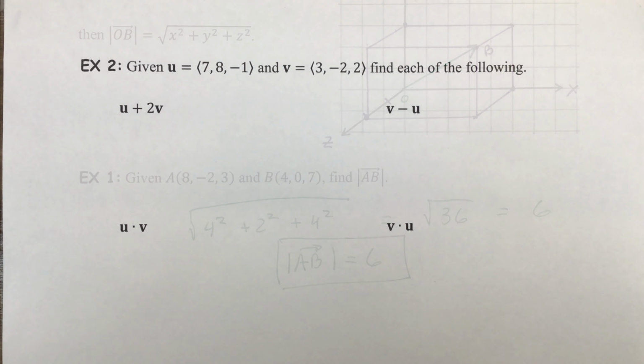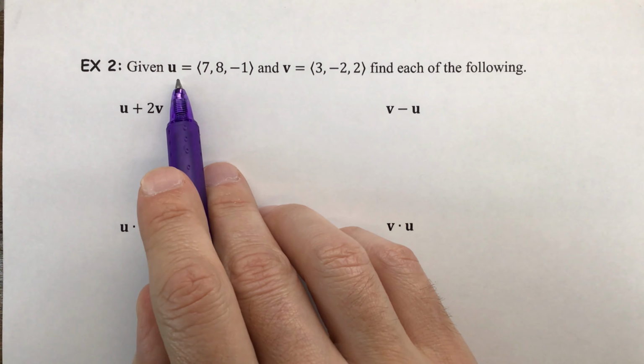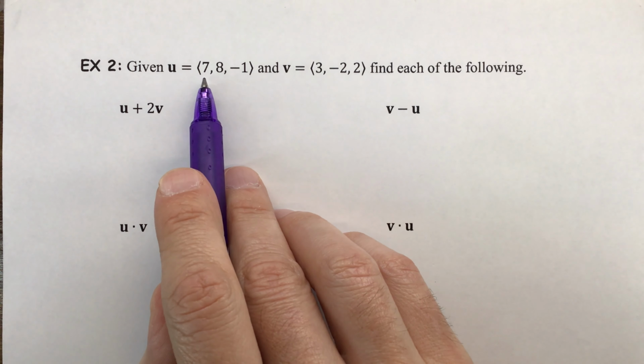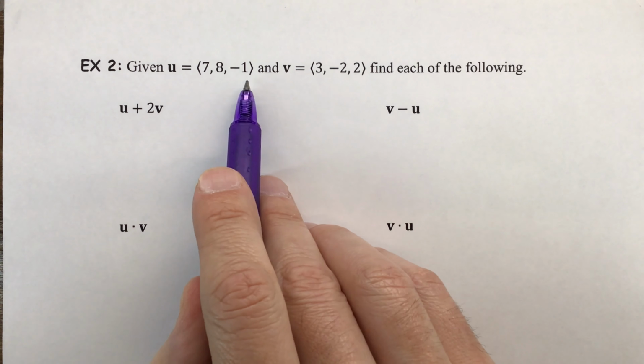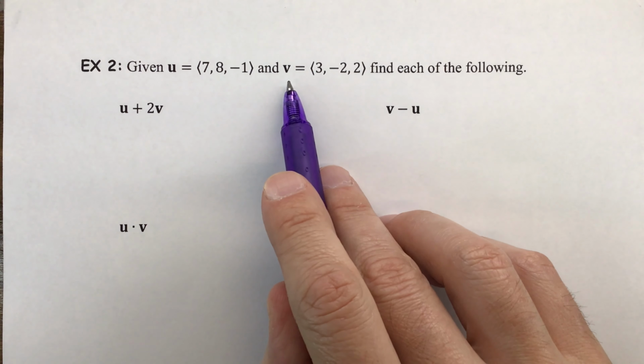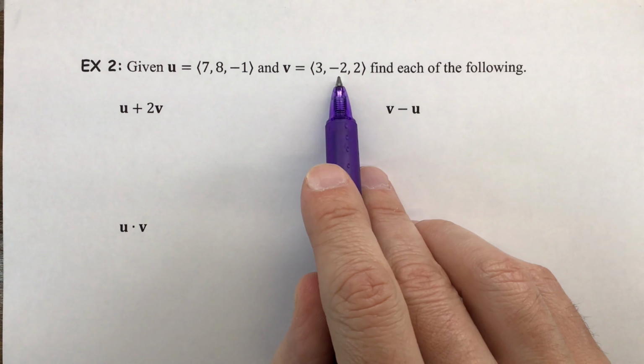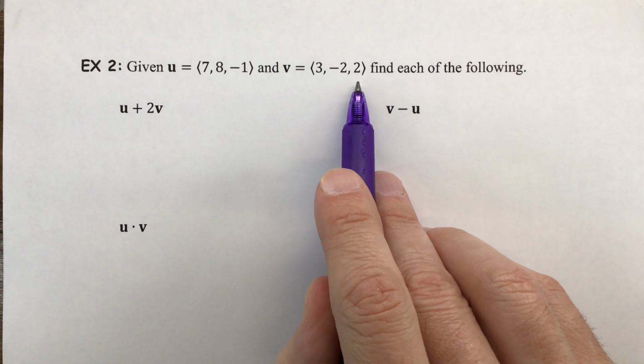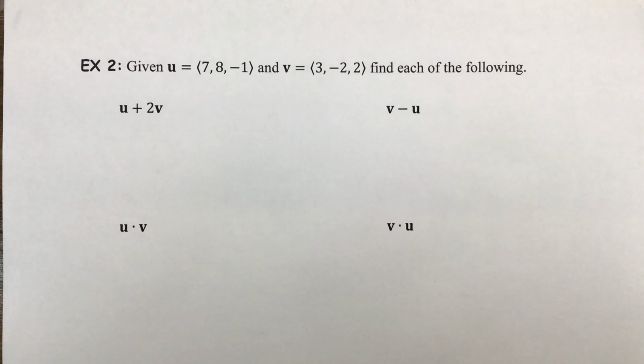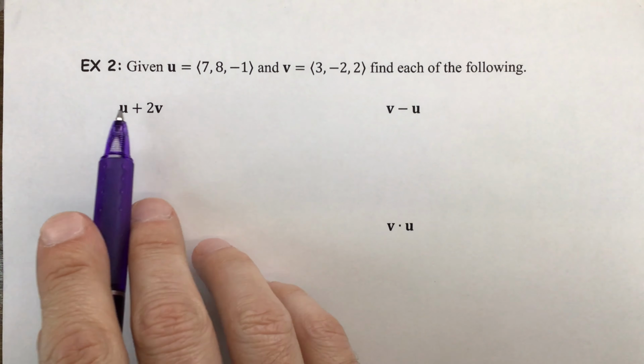All right, example 2, we're given 2 vectors. Vector U, which is going to go to the right 7, up 8, and then backwards 1. We've got vector V, which is going to be right 3, down 2, and forwards 2. Then we're asked to figure out all these little calculations. Just because we're in three-dimensional space does not mean it's going to really change how we approach doing these problems if they were in two-dimensional space.